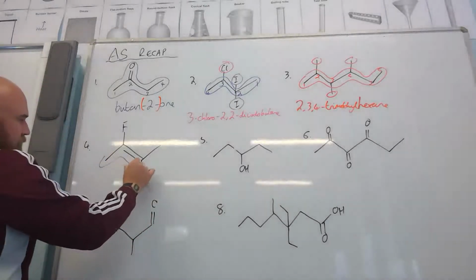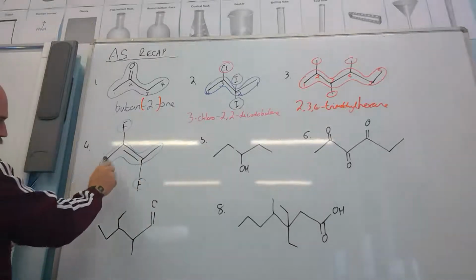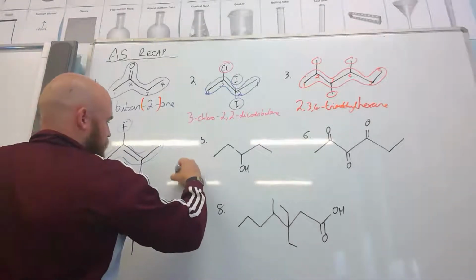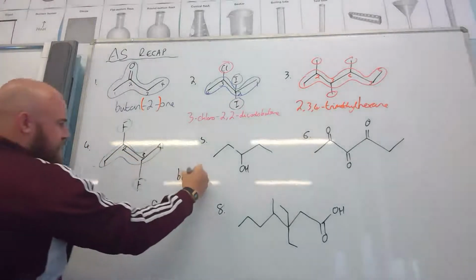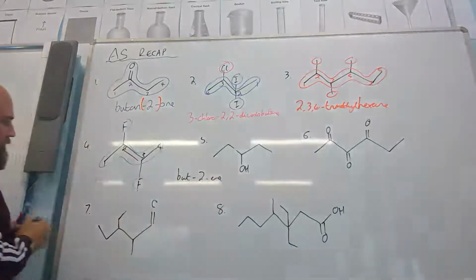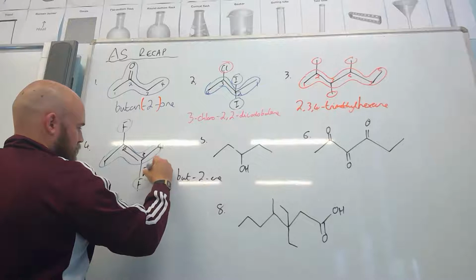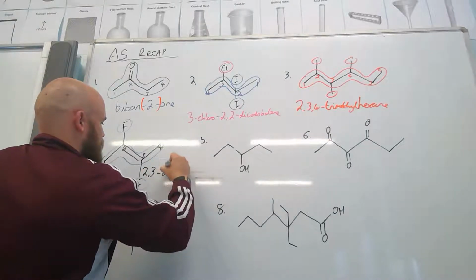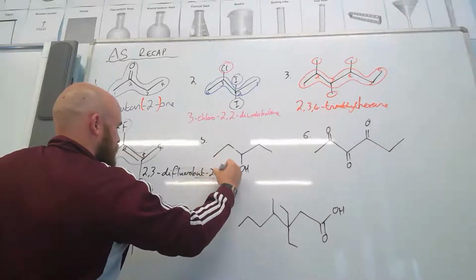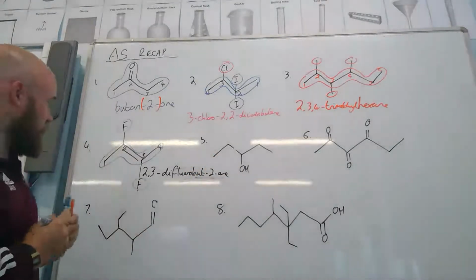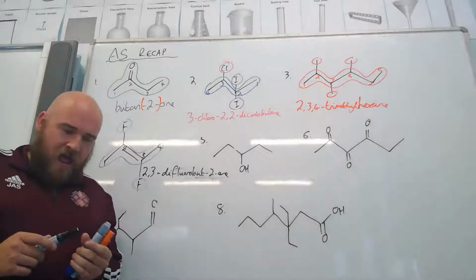Okay. This one, I'm sure that nobody in their right mind has named it this way. So I'm just going to, right, got it. So it's 1, 2, 3, 4. So it's but-2-ene, and there are 2 fluorines on the second and third. So it is 2,3-difluorobut-2-ene. And I know nobody in my class will have actually put that, because that is obviously the wrong answer.